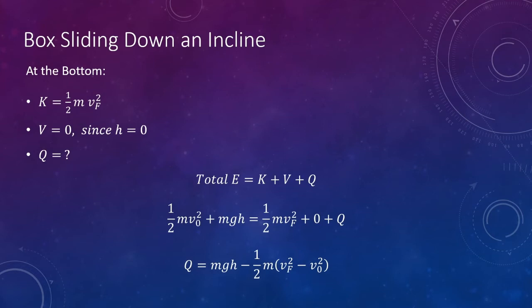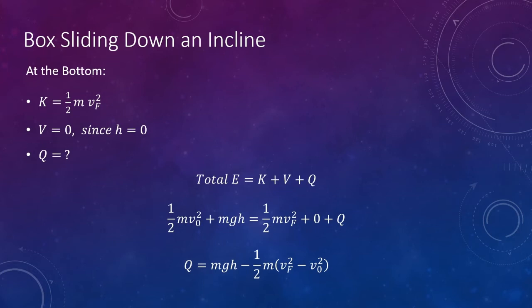However, what you can do is use the total energy from the top of the incline and look at how that energy gets distributed at the bottom, because the total energy is constant, and in mechanics it's going to be equal to the kinetic energy plus potential energy plus the heat. So we solve for the total energy at the top. That was 1/2 the mass times the initial speed squared plus the potential energy at the top, mgh.